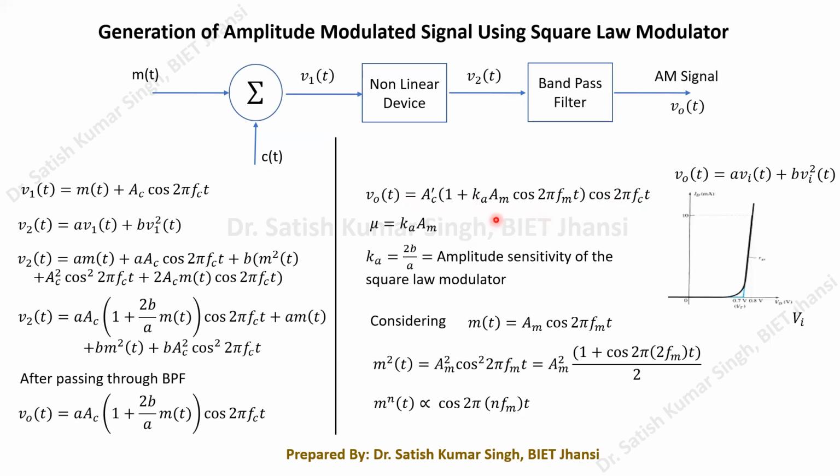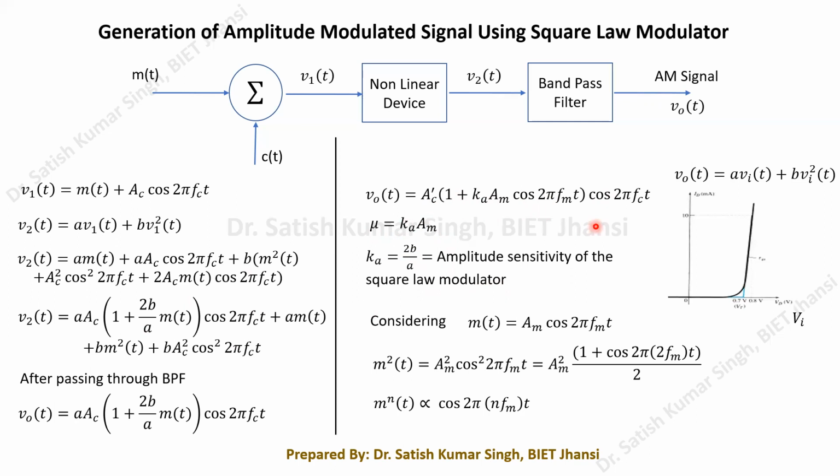So here we know Ka multiplied. What is Ka here? Please remember, Ka is nothing but 2b upon a. Okay, Ka is nothing but 2b upon a. It is our amplitude sensitivity of the square law modulator, whose unit will be inverse of the voltage, okay, if it is a voltage expression. Fine. So basically we have already defined modulation index, mu equals Ka Am. So it can be further written as Ac dash 1 plus mu cos 2 pi fmt into cos 2 pi fct. So I hope up to this point it must be clear. Okay, it must be clear.